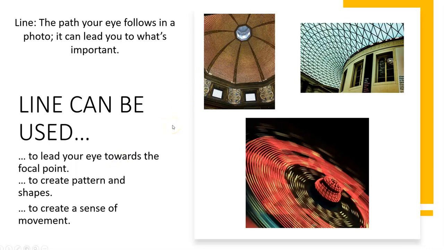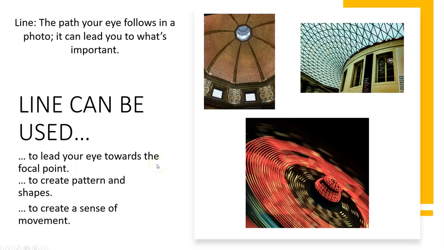Lines can also be used to create patterns and shapes. So if you look at this photo in the upper right-hand corner of the screen, there are tons of lines that make up this ceiling. And when all of those lines intertwine and crisscross, it makes different shapes. So if I look here, I see diamonds, I see triangles, I see squares, and it makes a really interesting photo just because of all the lines that are in this picture.